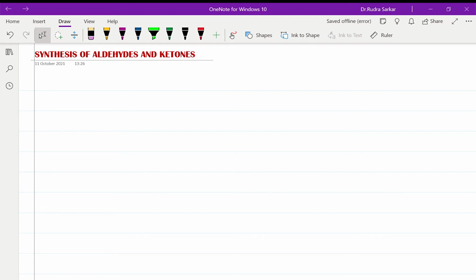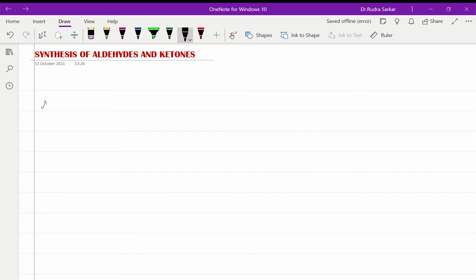Now we are going to discuss today the synthesis of aldehydes and ketones, which will be our first part of the lecture. Before going to the strategies by which we are going to retrosynthesize these aldehydes and ketones and find out what the starting materials are, let's first understand what the synthesis procedure is.